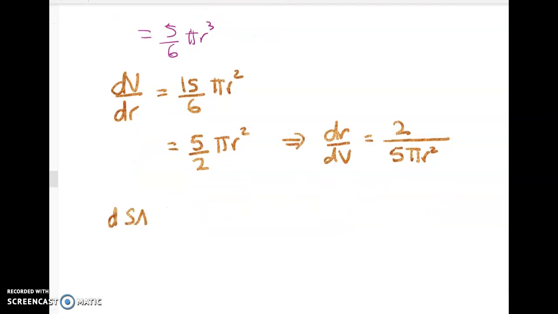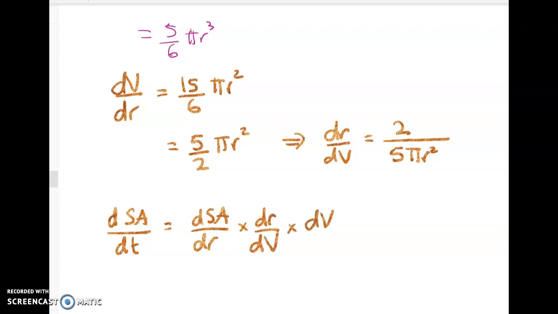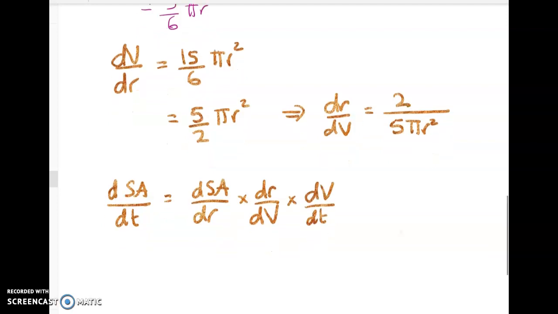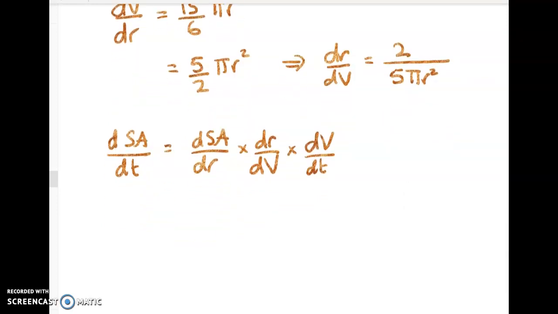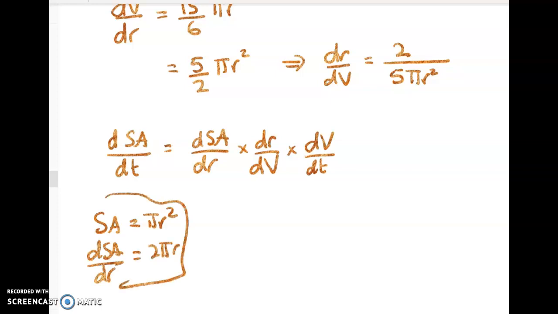Well, we've got dSA by dt is equal to dSA by dr. Now I know this is a little bit repetitive, but if you're bored, just fast forward through it. Now we've got all of the bits we need because SA was pi r squared. So dSA by dr is simply 2 pi r. So just pop that in there.